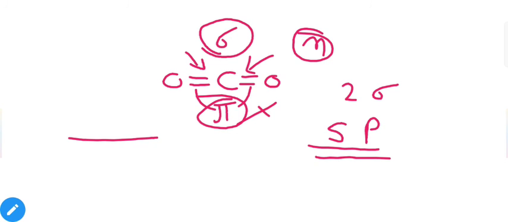That's why we have two sigma bonds. One of these sigma bonds will be present in s orbital, the second will be present in p orbital. So that's why the hybridization of carbon dioxide is sp. If we have sp hybridization, then the molecule will be straight. So carbon dioxide is a linear molecule, and it also shows resonance.